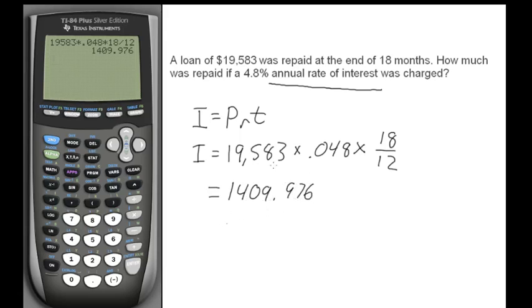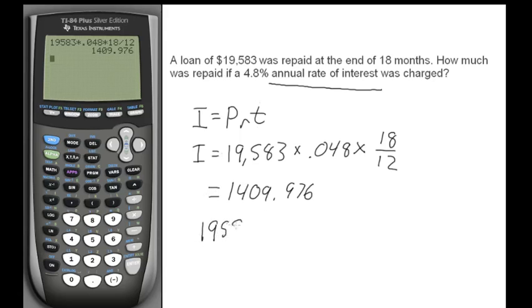So we know how much interest was earned, but notice that's not what the question asks for. It says how much was repaid. And when you repay a loan, you don't just repay the amount of interest that you've accrued, you also have to pay back the principal. So we need to take this amount of money and add our principal to it.